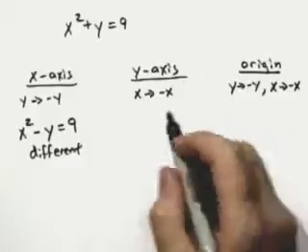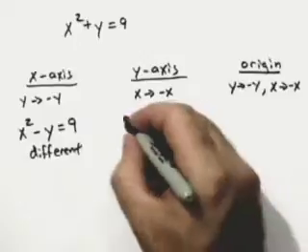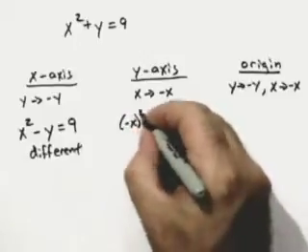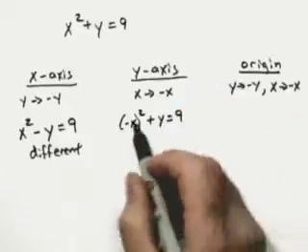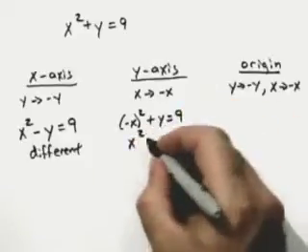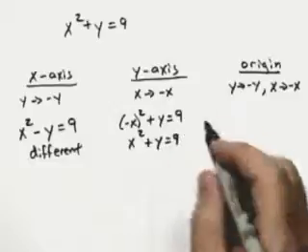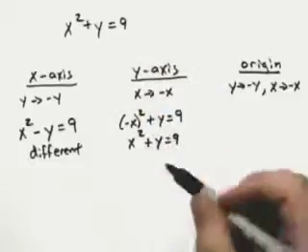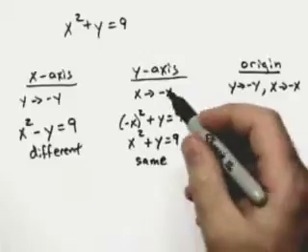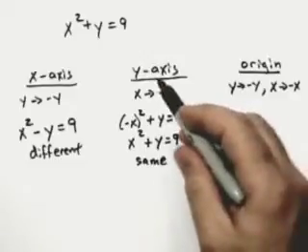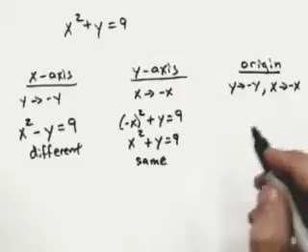For y-axis symmetry, we're going to change x to negative x. So we'll have negative x quantity squared plus y is equal to 9. So that gives us x squared plus y equals 9. And if we compare this equation to our original equation, we see that those are the same. And so the graph of this equation does have y-axis symmetry.